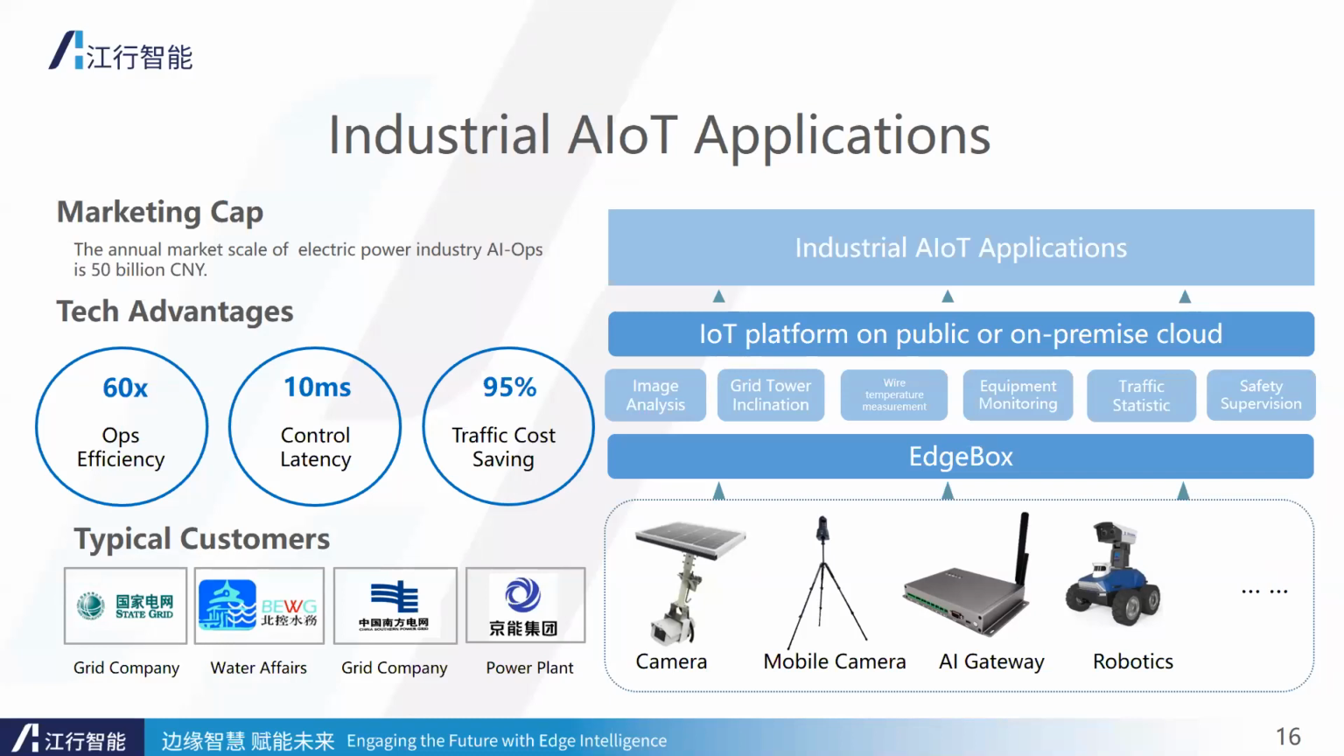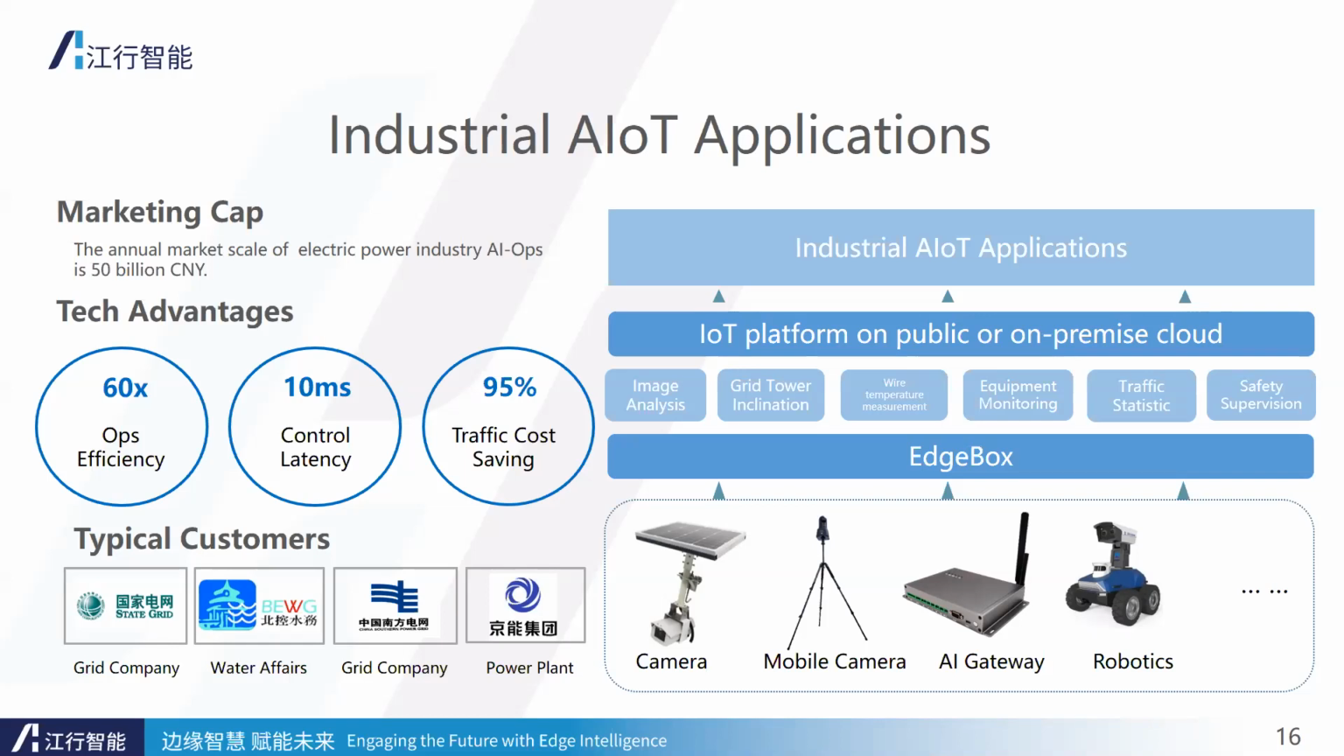According to our current architecture, we can use the EdgeBox framework to build a connection between the different devices and the IoT platform. So we can develop image analysis, grid tower inclination detection, equipment monitoring, traffic statistics, and safety supervision. We can build this AI application with some industrial edge application on the EdgeBox. And then we can initialize the JX IoT Edge on public or on-premise cloud to support the industrial IoT applications. Using this architecture, we can receive the following technical advantages.